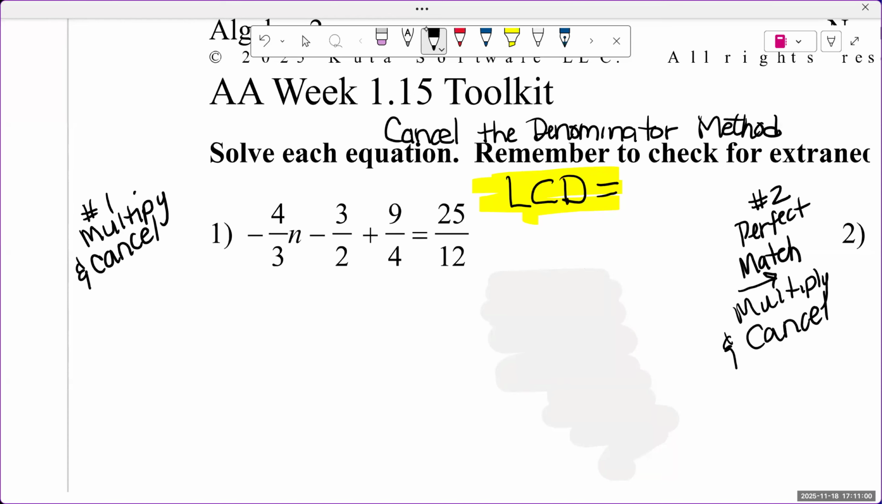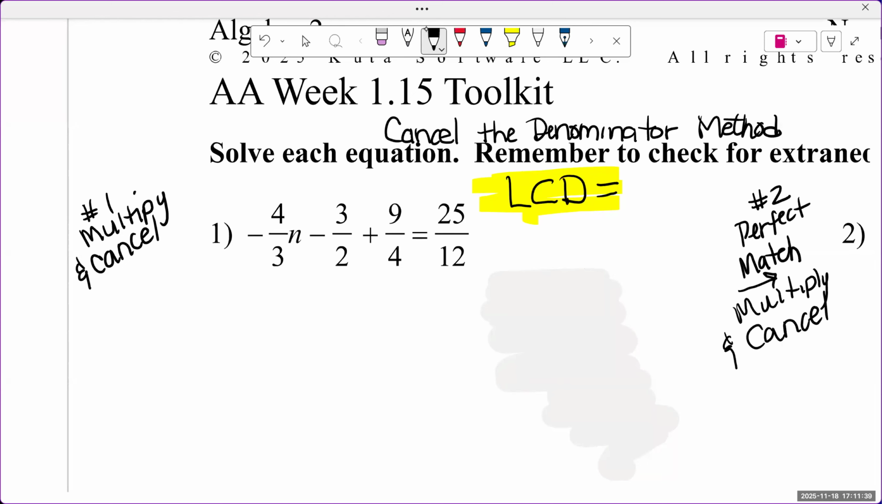Now, we are using the cancel the denominator method. Okay, we have two options. One of them is we're going to take the least common denominator and multiply it across and cancel and then solve the equation. Number two, if you have trouble multiplying that denominator and canceling, we have this other method where we're going to make all the denominators match and then multiply and cancel. Okay, so you're going to need to pick a method that you like the best.